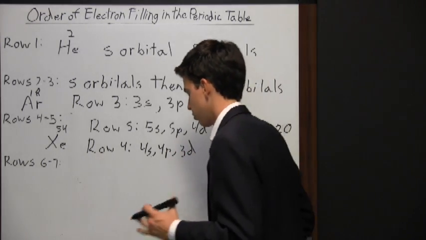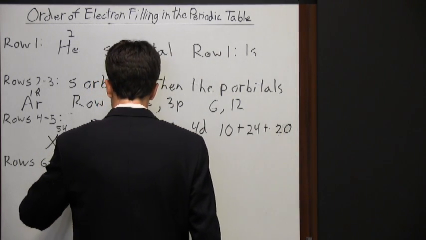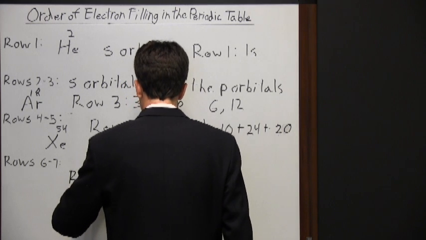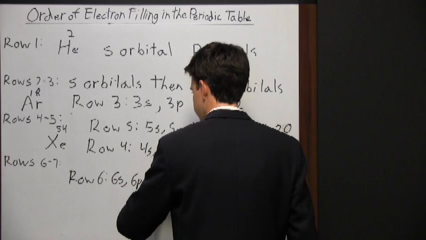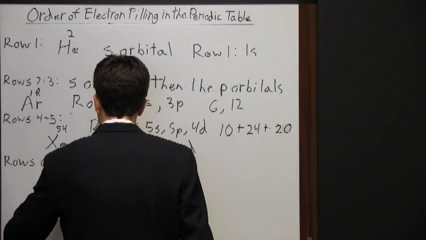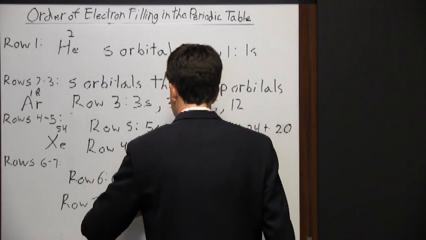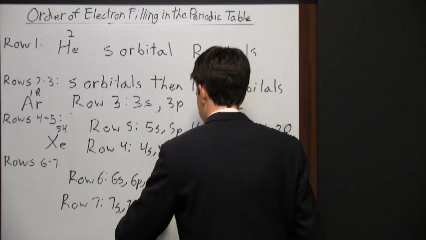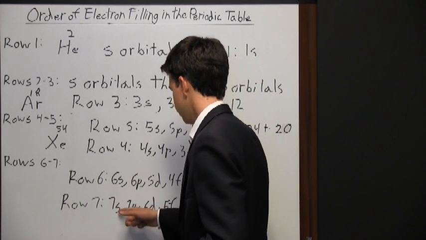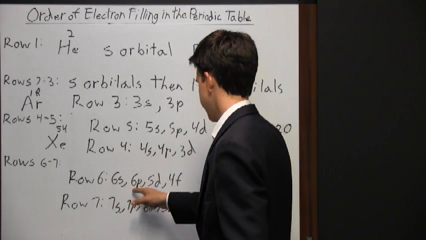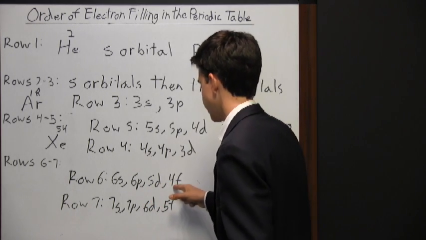And it works similarly at row 6 and 7. Like row 6 would be written like this: 6s, 6p, 5d, and 4f. And then row 7 would be written like this: 7s, 7p, 6d, 5f. So notice that the s and p orbitals are filled up at that energy level. So on row 6, it's going to be 6, 6, and then we go to the previous energy level, and then we go to 2 previous energy levels.